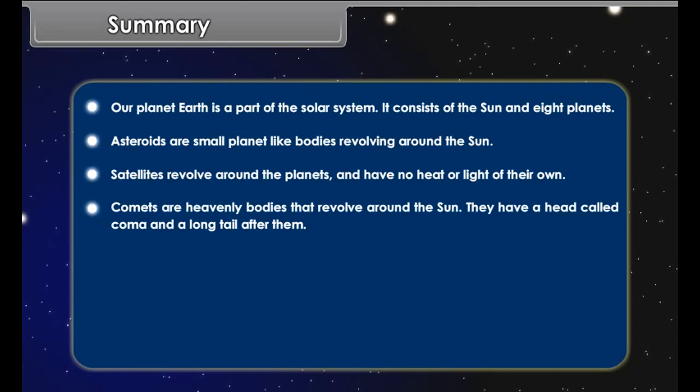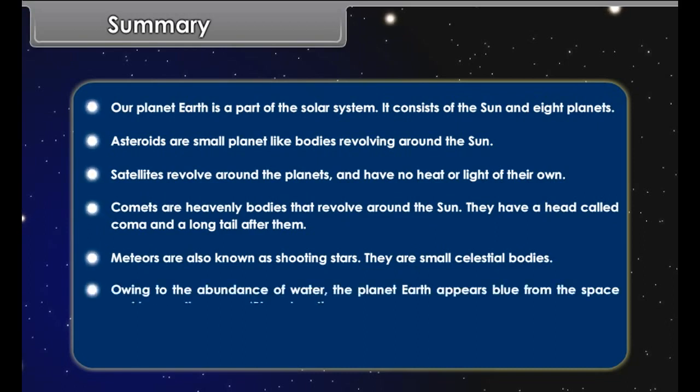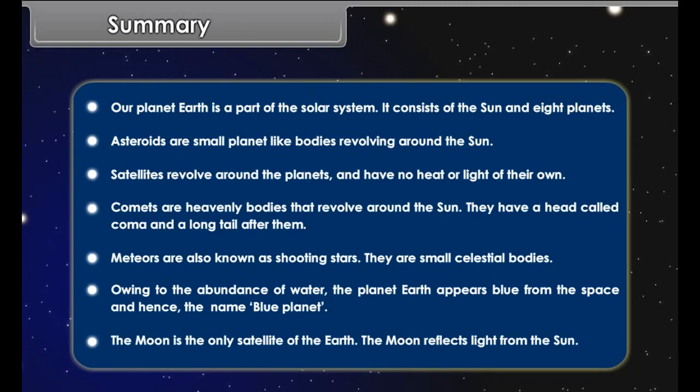Comets are heavenly bodies that revolve around the Sun. They have a head called coma and a long tail after them. Meteors are also known as shooting stars. They are small celestial bodies. Owing to the abundance of water, the planet Earth appears blue from space and hence the name Blue Planet. The Moon is the only satellite of the Earth. The Moon reflects light from the Sun.